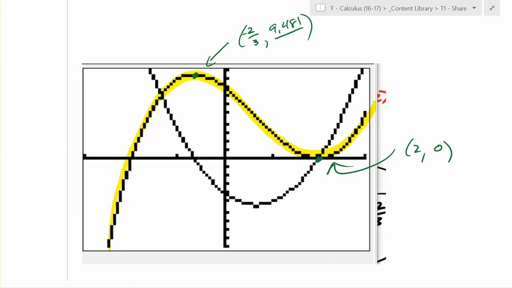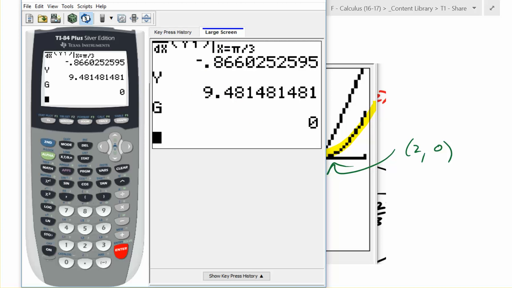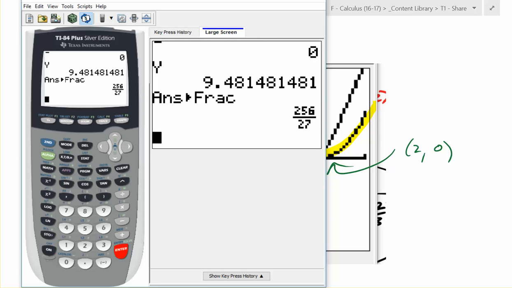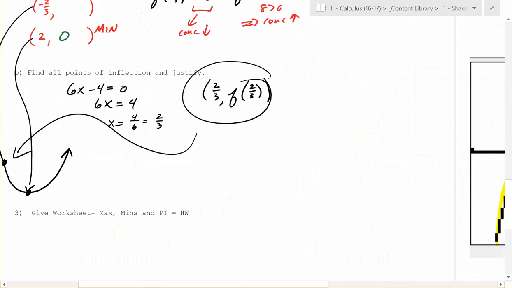Sometimes, do you know about this button on your calculator? This is useful. If I convert to a fraction, do you know about that button? Math, the first one. It gives 256 over 27. If it's close enough, it'll do that. It's good. Okay, let's keep moving here.